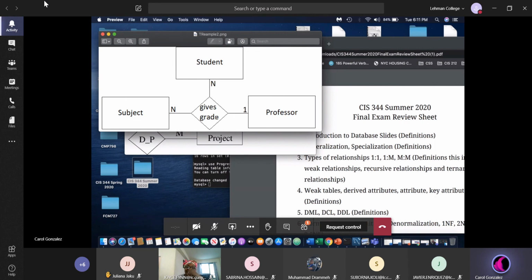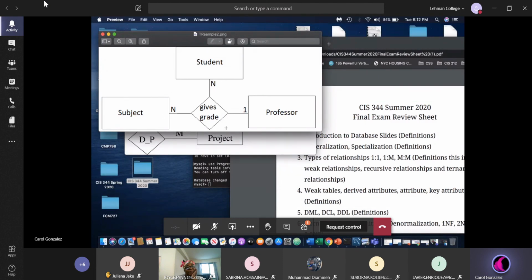Myself, Professor Gonzalez, can give many students a grade. As myself, I could teach many subjects in the CIS department. Many subjects have been taught by myself. I've taught 212 for 3 years, and I had both sections at one point. And same thing, many students could take a particular professor, as many subjects could be taught by a particular professor. And many students could take many subjects in the school.